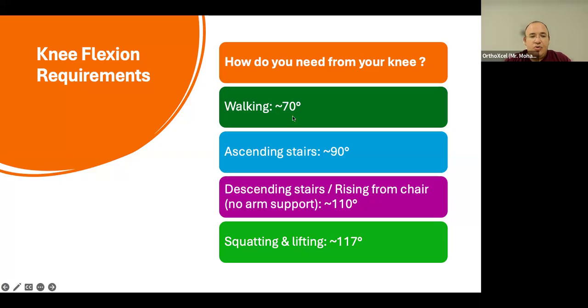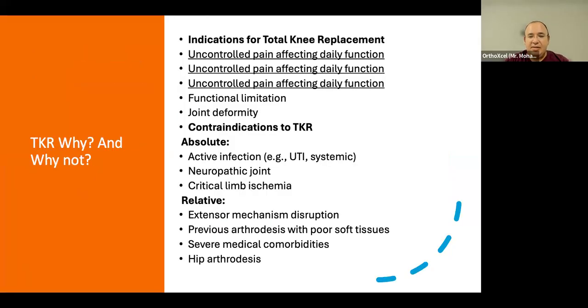So that's why, without sufficient knee flexion, your daily life will be affected. And this is where you start thinking about the solution for your knee arthritis, and this is when you start to think about total knee replacement. Good. So what's the indication to do a total knee replacement? That's a very important slide, because this is where we start from. So you need a knee replacement to control your pain.